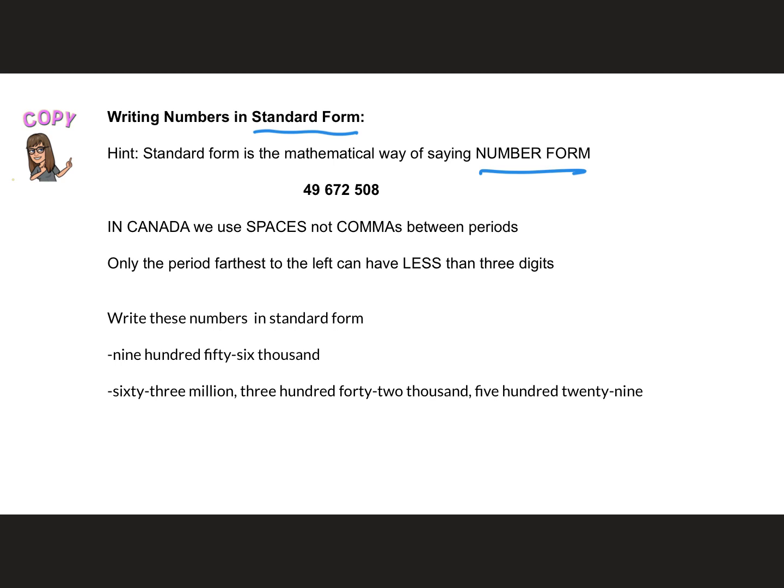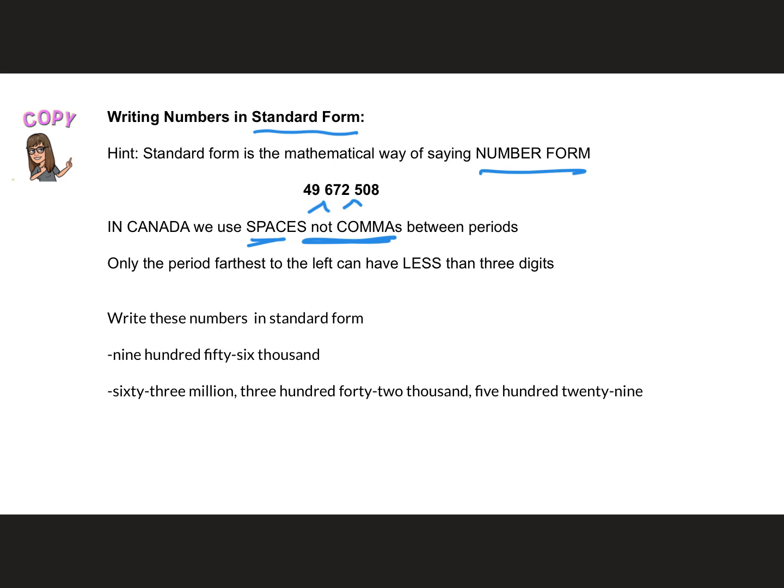49 672 508. So in Canada, we use spaces, not commas, between our periods. So make sure when you're writing your numbers, this is what they're expected to look like. They're expected to have those spaces there, not commas. Otherwise, they are not correct in the Canadian fashion.